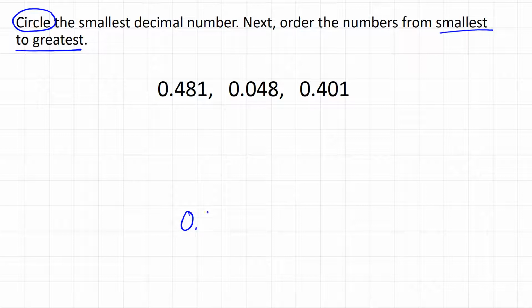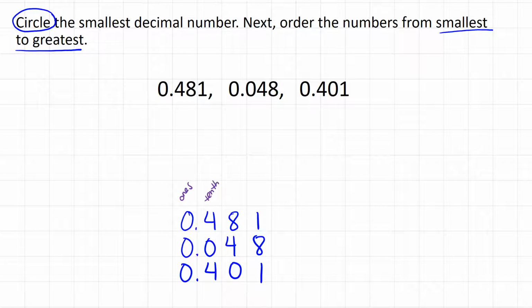So we've got 0.481, 0.048, and 0.401. So to figure out the smallest number, I want to see which one has the smallest digit in a given place value. So starting at the ones, they're all the same. I'm going to move over to the right, 1 decimal place, and look at the tenths place. And what I notice is the 0 is the smallest. So I know my smallest decimal number here is 0.048. So I've circled the smallest number.